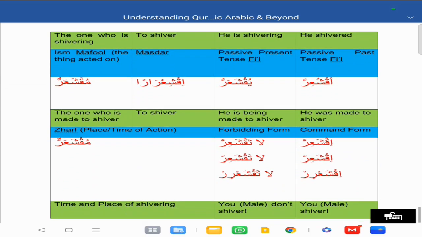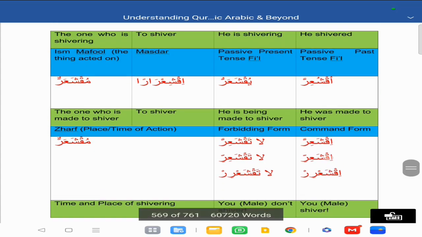So the passive past tense is uqshu'irra, so you can hear the u and the i sound, he was made to shiver. Passive present tense yuqsha'arru, he's being made to shiver, so all the harakat at the top and u and a sound. The masdar iqshi'raran, to shiver, and the ism maf'ul is muqsha'arrun, the one who's made to shiver. So again, from the passive present to the ism maf'ul, change the ya to a meem and then make it heavy.